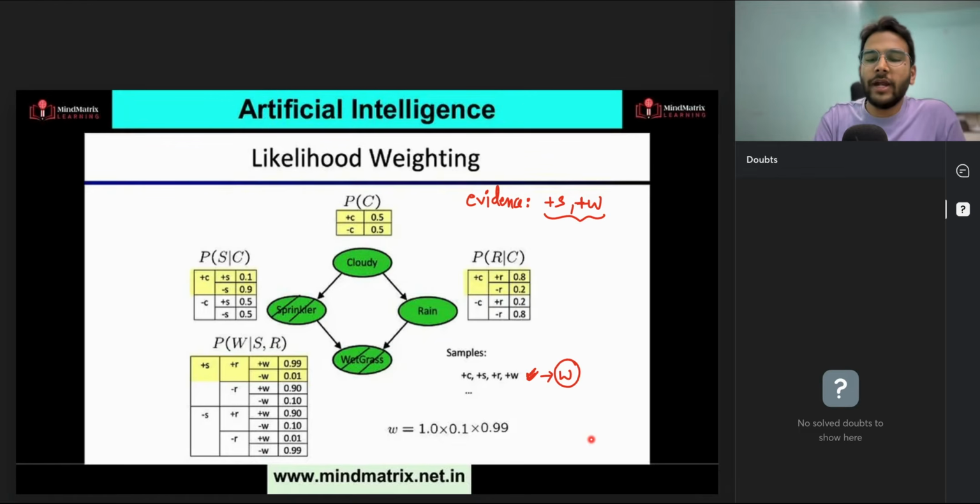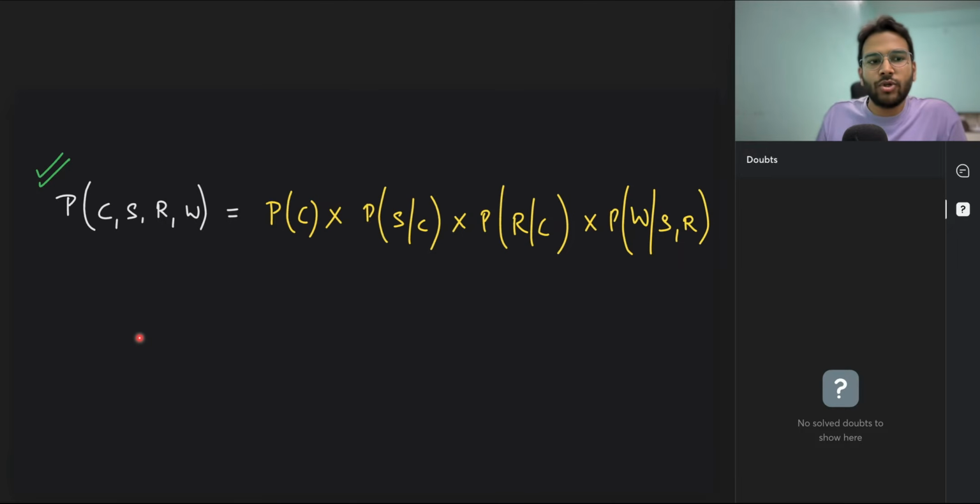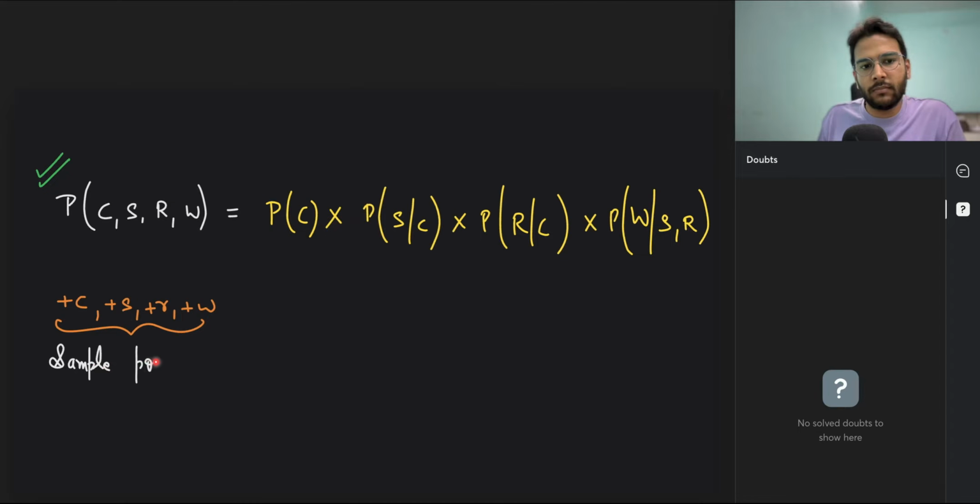So how can we do that? Our sample is plus cloudy, plus sprinkler, plus rainy, and plus wet grass, right? Yes, so this is your sample point. Based on the sample point, how can I write this joint probability distribution?